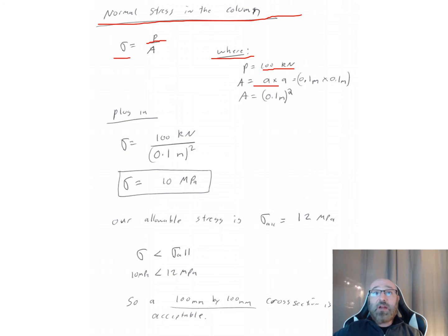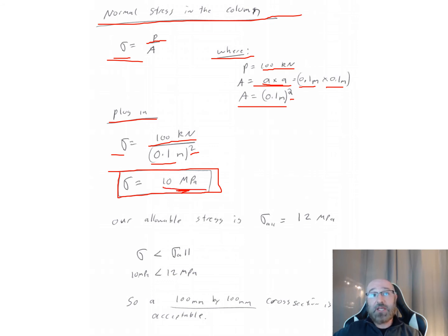kilonewtons. Our area is going to be, because it's square, A times A, because those are both going to be the same for that cross-section, which is 0.1 meters times 0.1 meters, or A is equal to 0.1 meters squared. So I can plug that back into my equation for my normal stress. Sigma is equal to 100 kilonewtons divided by 0.1 meters squared. I solve that out, plug it into a calculator, whatever you want to use, and sigma ends up being 10 megapascals. Again, pay attention to units.